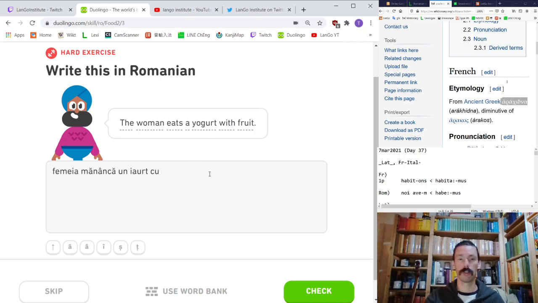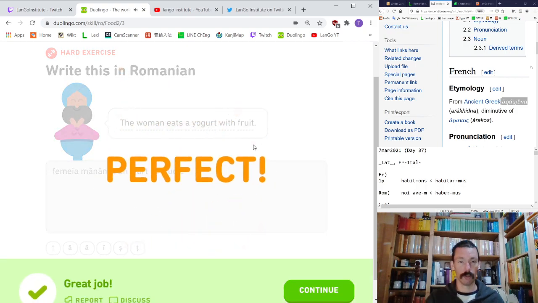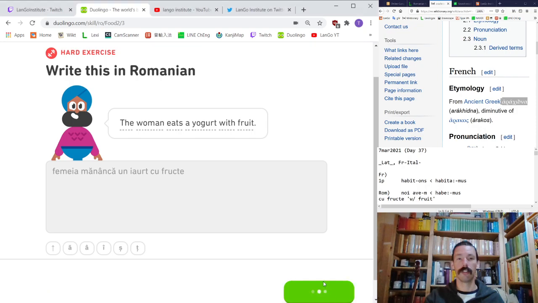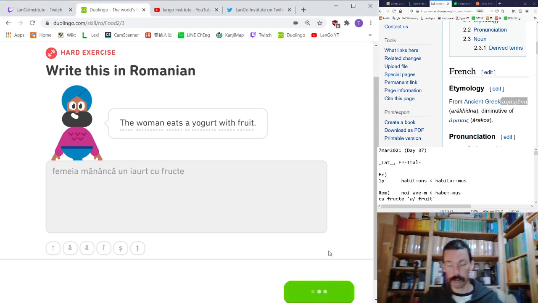Fruit. Fruct, that's the English word. Fructe. Cool. That was a good guess. Cool, fructe with fruit. Cu, from Latin cum. Fructe. With. Okay, so back to Latin, I think.